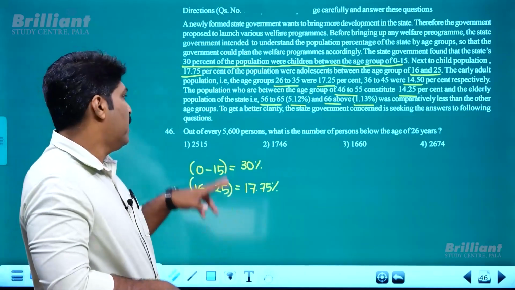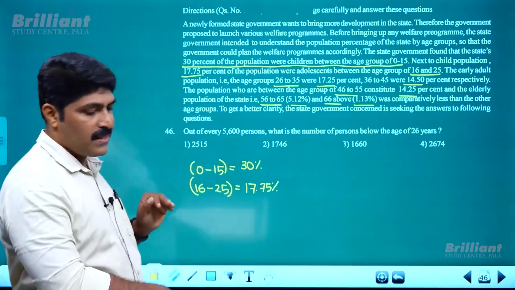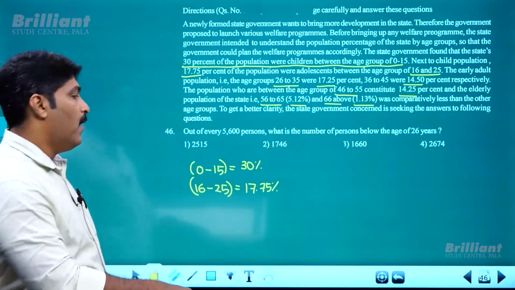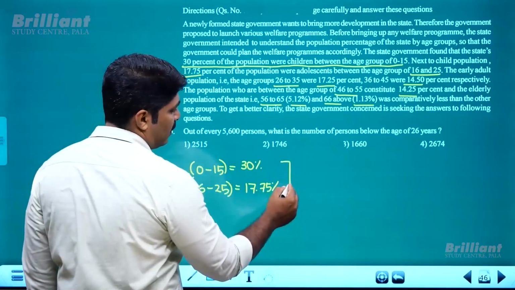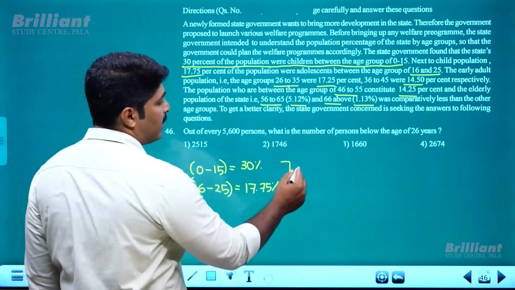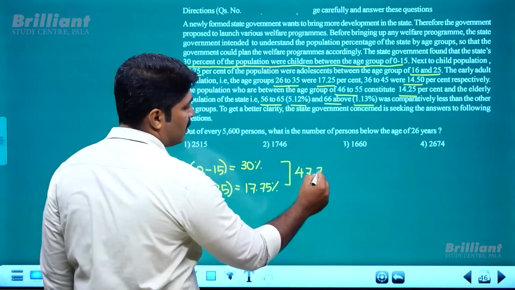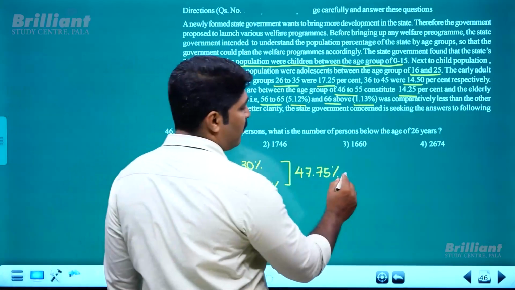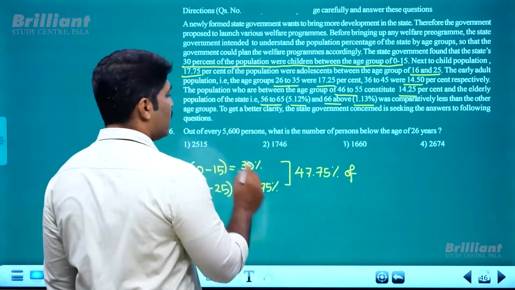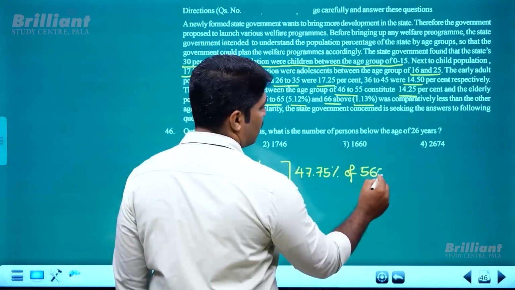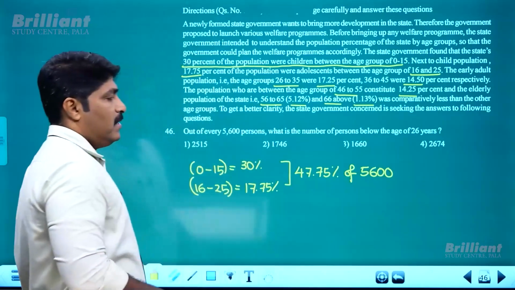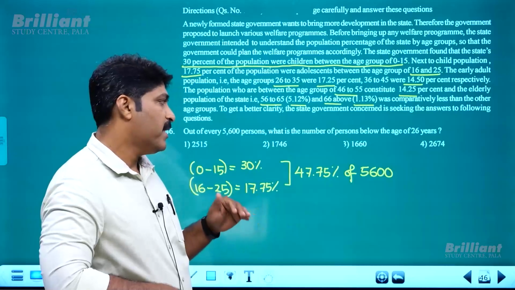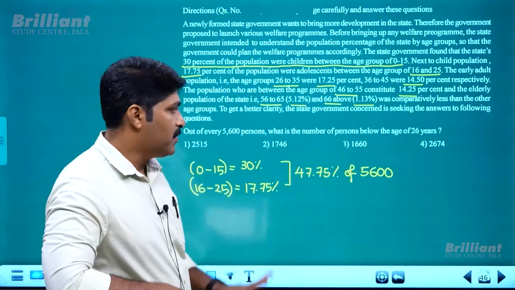We have to find out of every 5,600 persons, what is the strength of this group? While we are considering these groups together, adding them, this is 47.75%. Therefore, the required number is 47.75% of this given value, that is 5,600. So this operation is a challenging thing after this step. How will it become challenging? Because we have to do the operations like this.